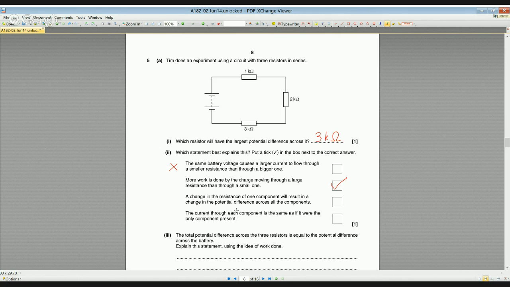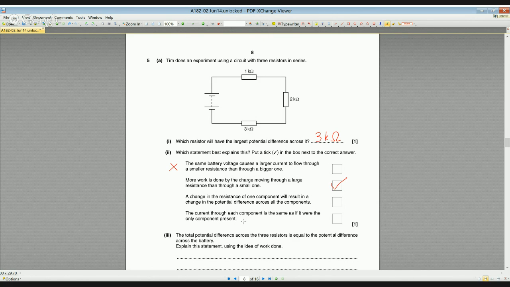A change in the resistance of one component will result in a change in the potential difference across all the components. Well, that is true. If I were to increase the resistance of this one to, let's say, 300 kilo ohms, then far more potential difference would be across that one than across the other one. So that one is true, but it's not an explanation for why the 3 kilo ohm resistor has the larger potential difference.